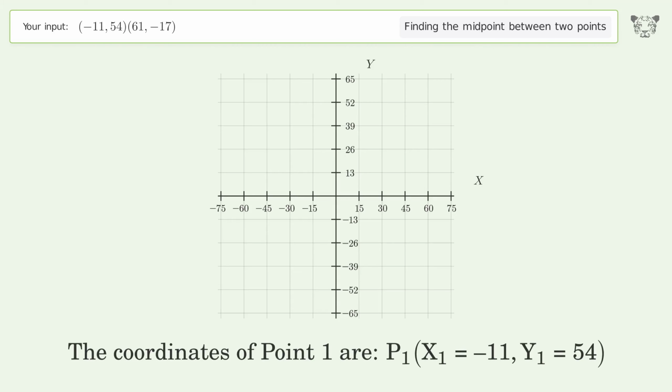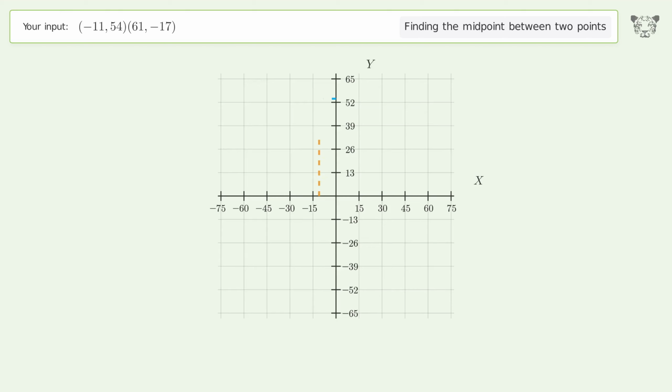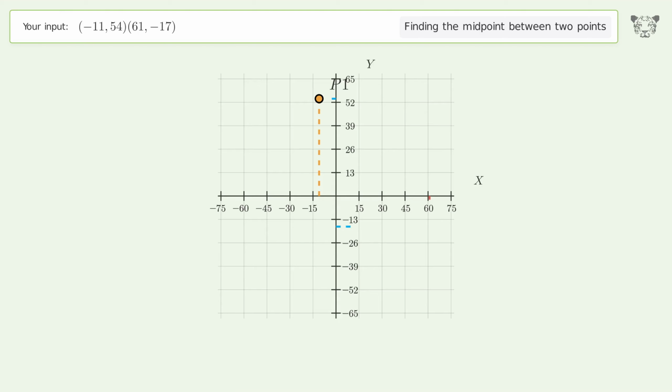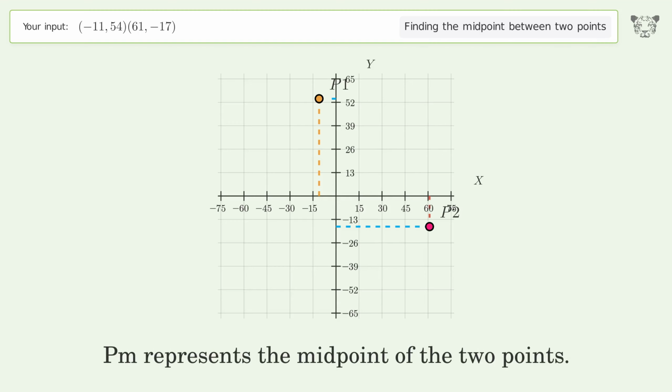The coordinates of point 1 are, x1 equals -11, y1 equals 54. The coordinates of point 2 are, x2 equals 61, y2 equals -17. PM represents the midpoint of the 2 points.